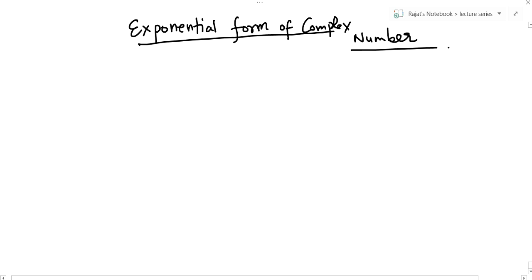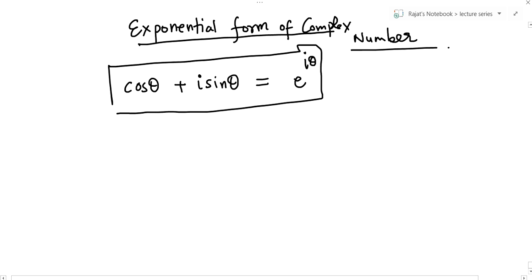Now you don't really have to go into the derivation part or how we arrive at this result. This is a result that you need to remember and use. Okay, the result is that cos theta plus i sin theta can be written in a very convenient form in terms of the Euler constant, and that form is known as e to the power i theta. Okay, cos theta plus i sin theta can be written as e to the power i theta.